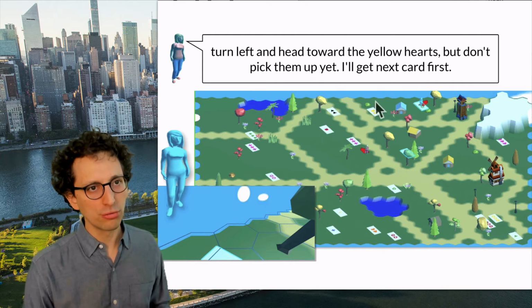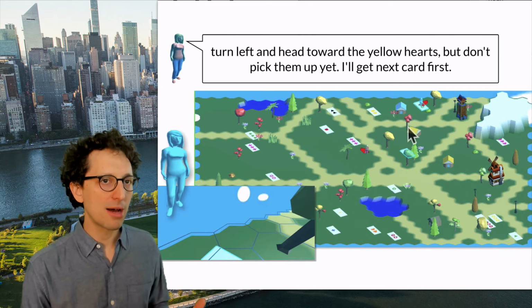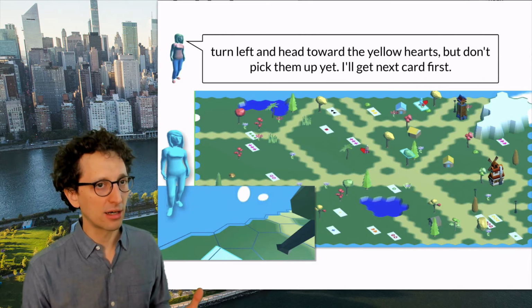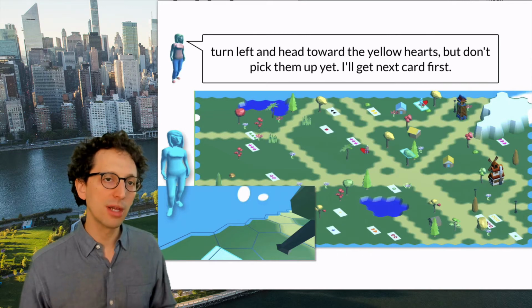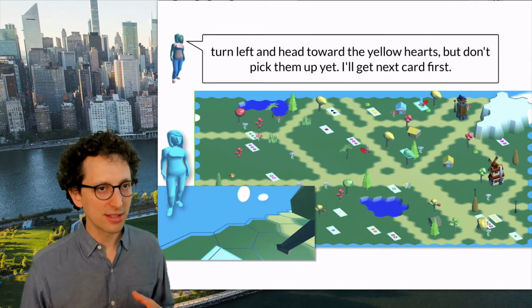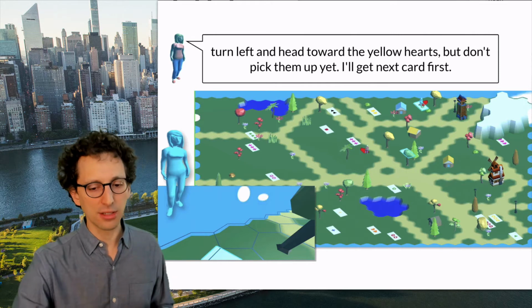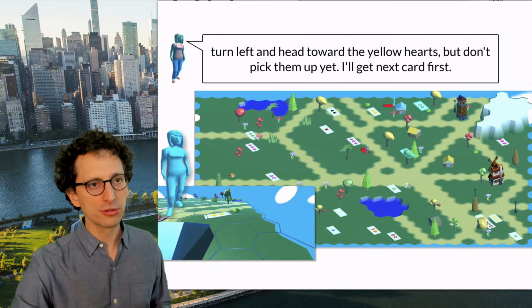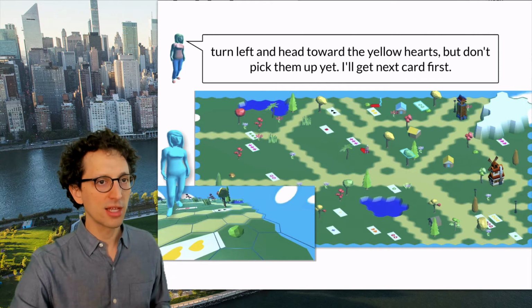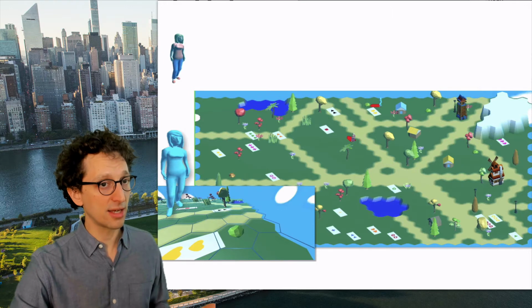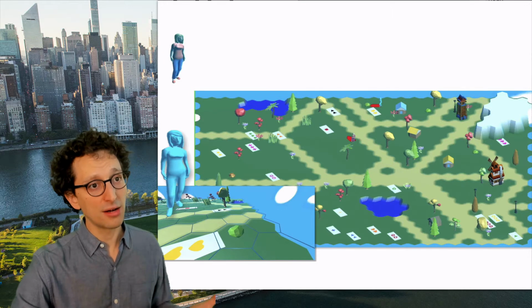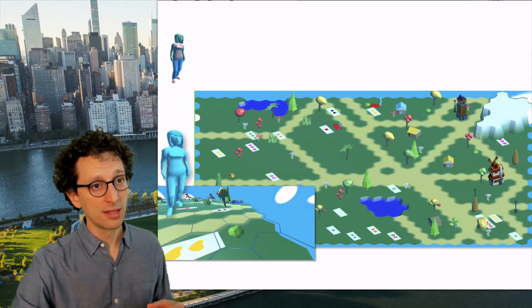So go to and collect this card, but don't pick them up yet. And I'll get the next card first. And the reason is, if the follower goes and picks them up, they will sabotage the current set that they are collecting. So the follower goes and positions themselves next to the card as the instruction instructs them, and then the leader goes and collects the card. The set is complete. The cards disappear, and new cards appear.